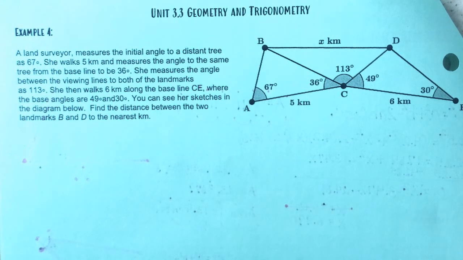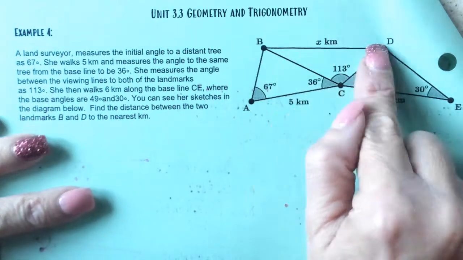You can see her sketches in the diagram below. Yeah, because that was a whole lot of information. Find the distance between the two landmarks B and D to the nearest kilometer. So find the distance between B and D. So they even labeled it X.